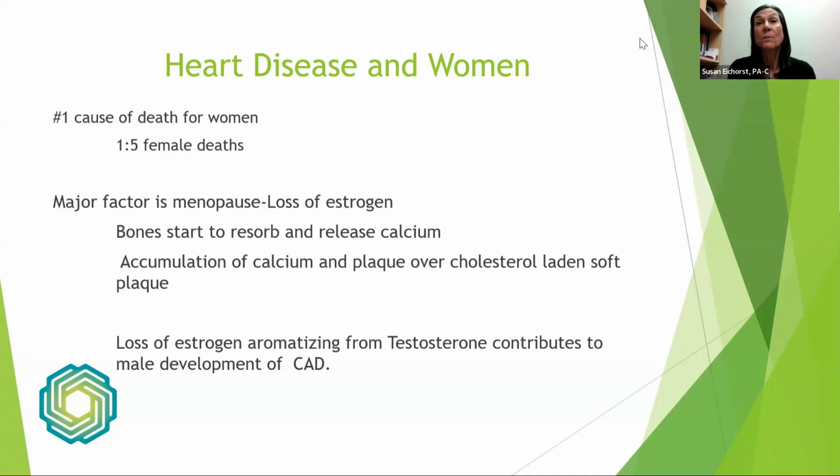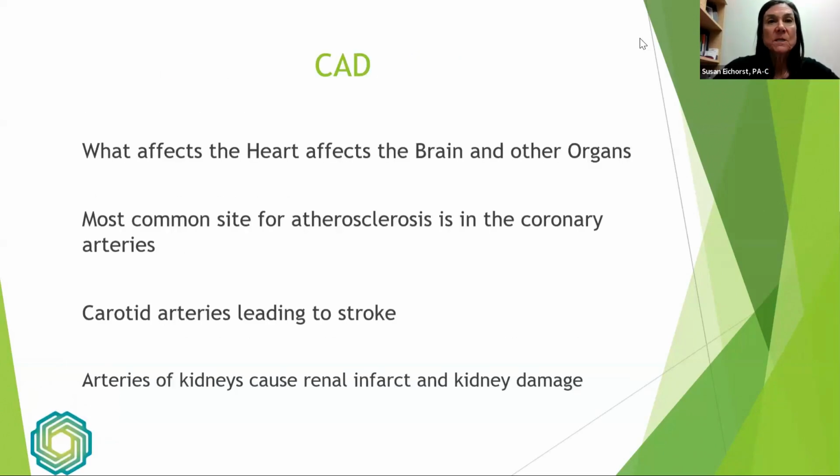They have less aromatase, or conversion of their testosterone into estradiol, and this then contributes to their growing coronary artery disease as they age. We have to start considering that what affects the heart affects the brain and other organs. The most common site for atherosclerosis, or this hardening of the arteries, is in the coronary arteries, but actually the carotid arteries have a leading edge on that as well, and when those get blocked, that leads to stroke.